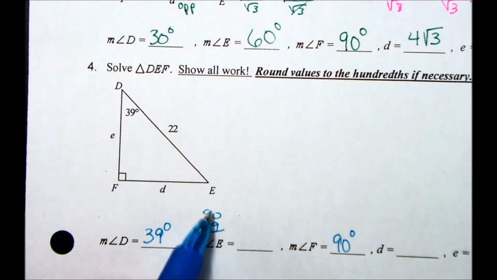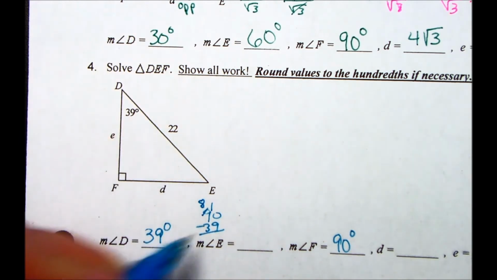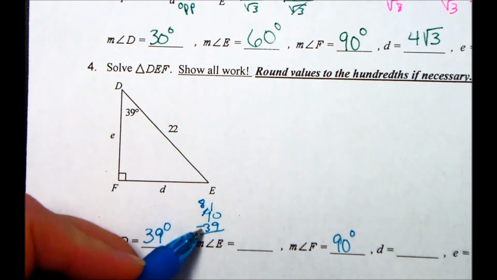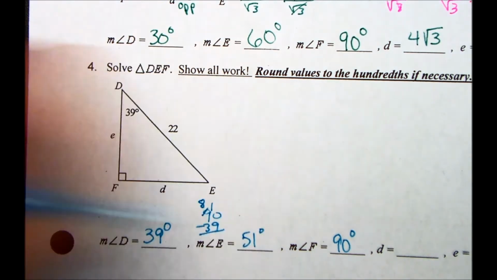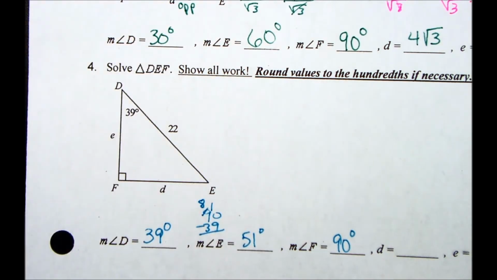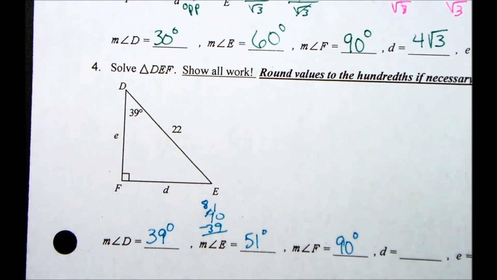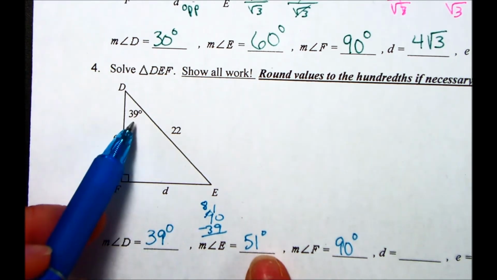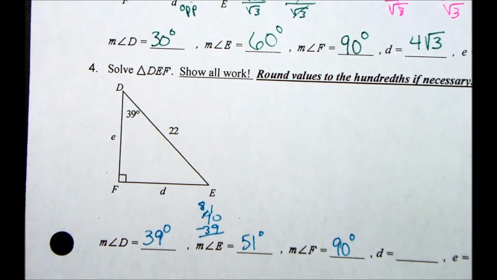If I take my 90 minus 39 and borrow, I could use my calculator, but I'm not going to get it out. So that's going to be 51 degrees. Sorry, for a second there, I was thinking they had to add up to 80, but they have to add up to 90. So if you check, they do add up to 90. So we're good to go there.